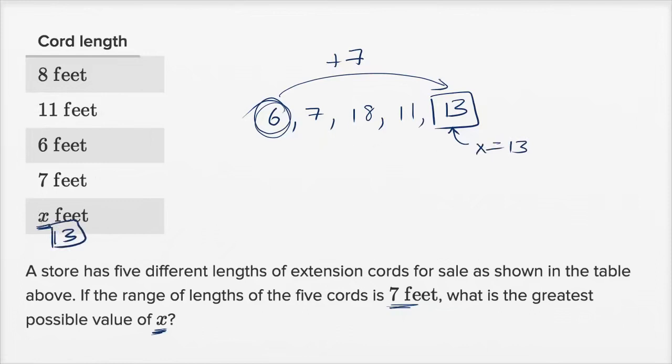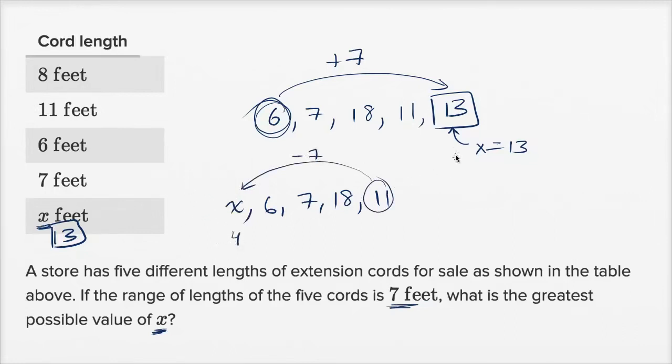Now, if someone were to ask what would be the lowest possible value for x, you'd want to go the other way around. So if there's 6, 7, 8, and 11, and you wanted to minimize the value for x, you want to make x as small as possible, then x is going to be the minimum of our cord lengths, and then you would take 7 less than the highest. So 11 minus 7 is going to get you to 4.